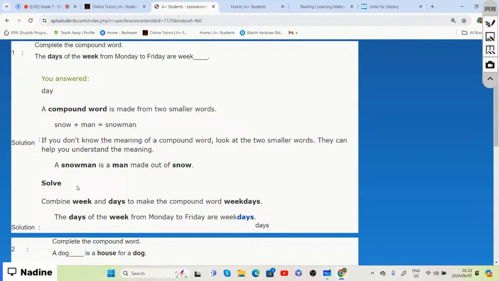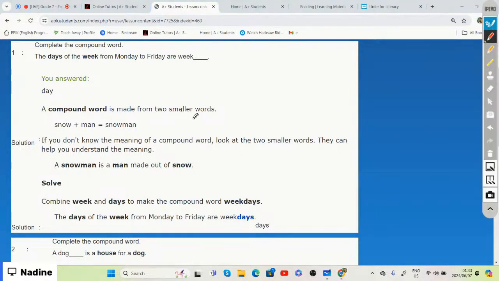So daytime. We need to complete the compound words because we said compound words are made up of two smaller words, right? And these two smaller words we need to add together, and it basically creates a new word. And remember, we write it as one word. So yes, day plus time, we can say it is daytime.